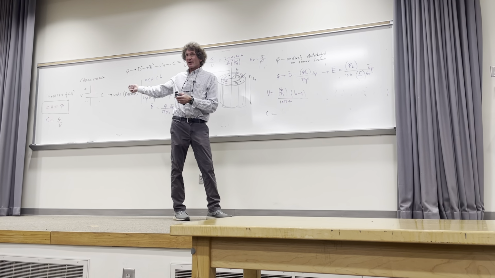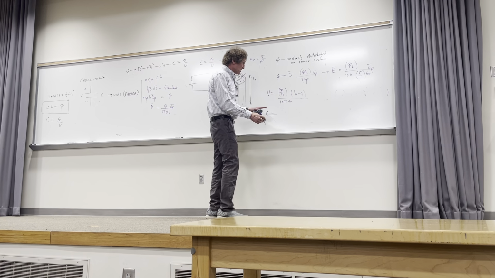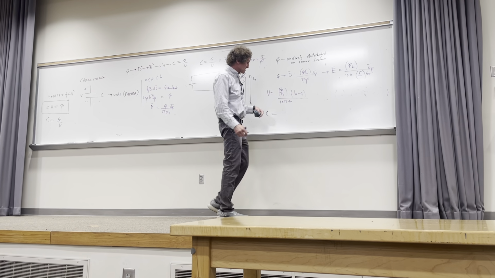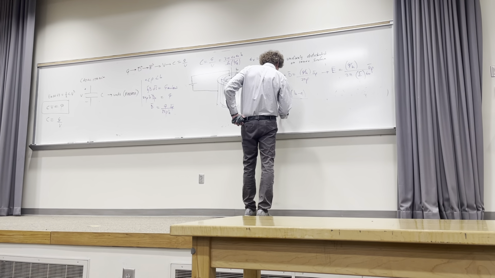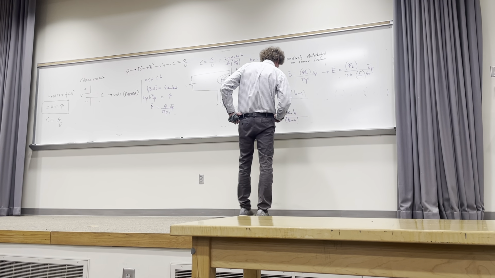It's still always what? It's always Q over V, right, guys? It's always Q over V. So when I divide these two, what do I get? I get 10 pi epsilon naught, and it's going to be times H divided by B minus A. Y'all follow me?